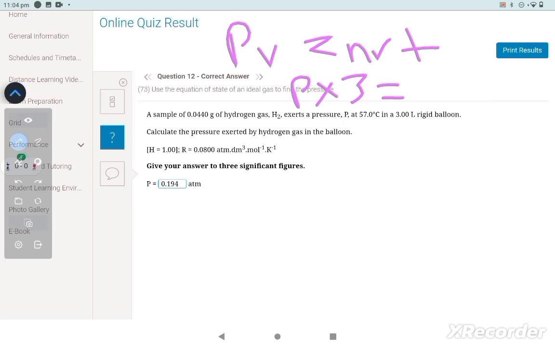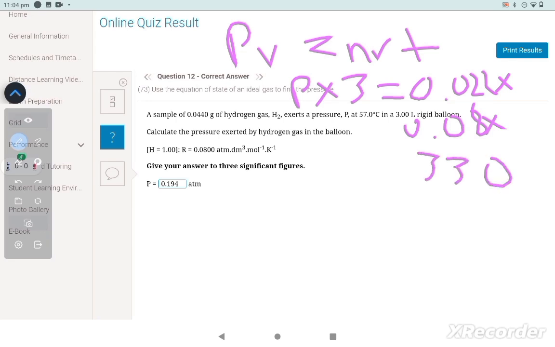0.022 equal to 0.022 multiplied by 0.08 times 57 plus 273, which will get us 330. So 0.022 times 0.08 times 330 is 0.5808, divided by 3, we get 0.1936. So rounding off, we get 0.194.